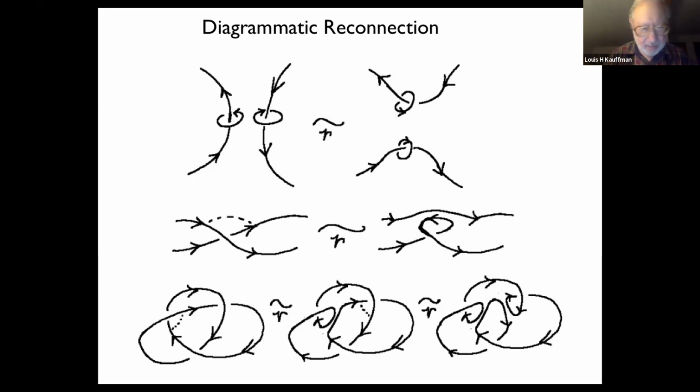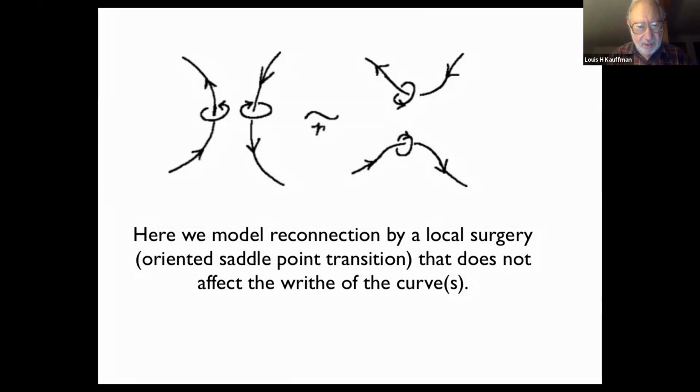And there's the topological problem. You're allowed to do oriented reconnections of that kind. And what's the least number that will take you to the unknot or the unlink? That's the question.